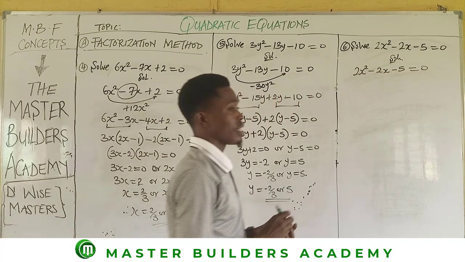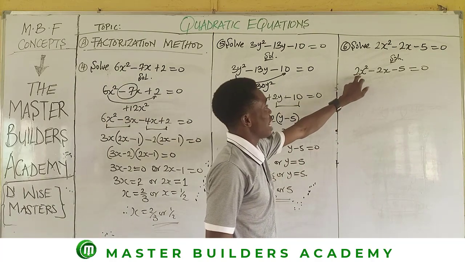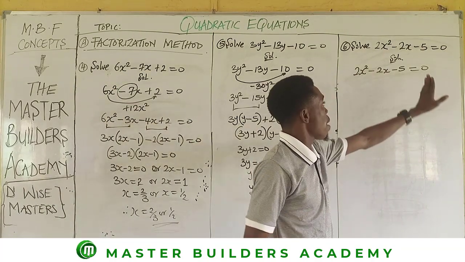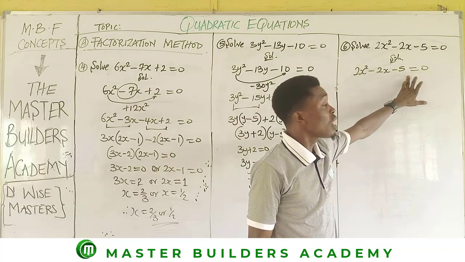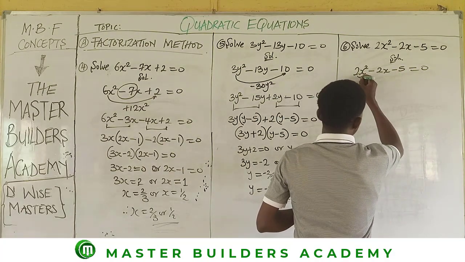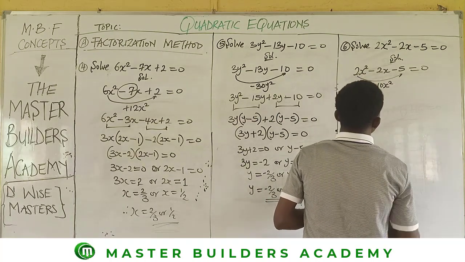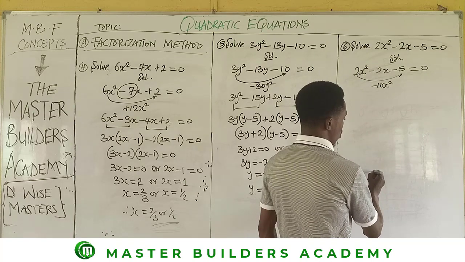Everything here is negative. So the first thing we are quickly going to do is to multiply 2x squared, which is the leading term, by the constant term. Are we there? And when we multiply the leading term by the constant term, we have this to be what? Minus 10x squared.